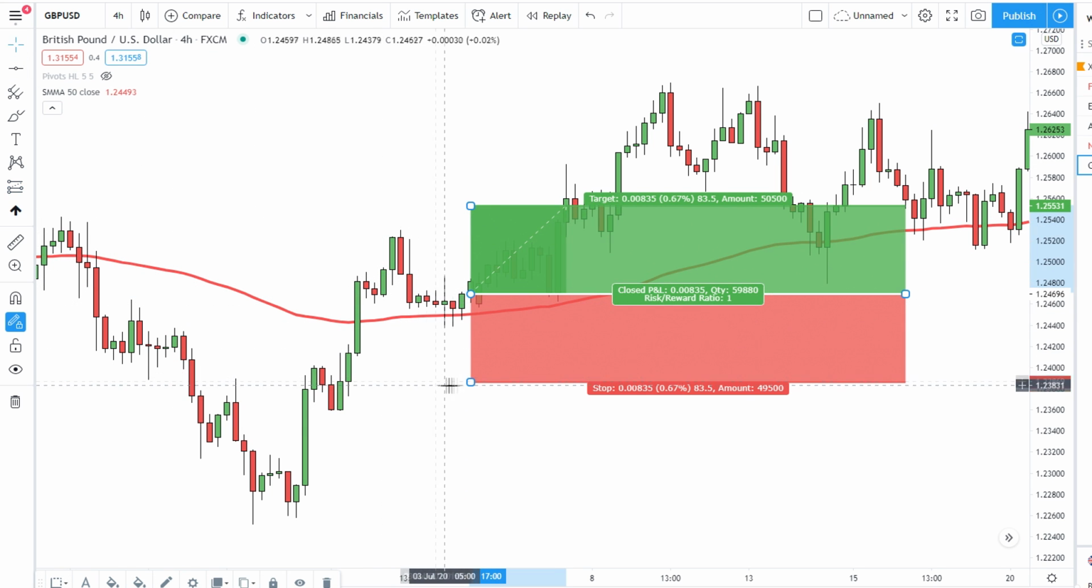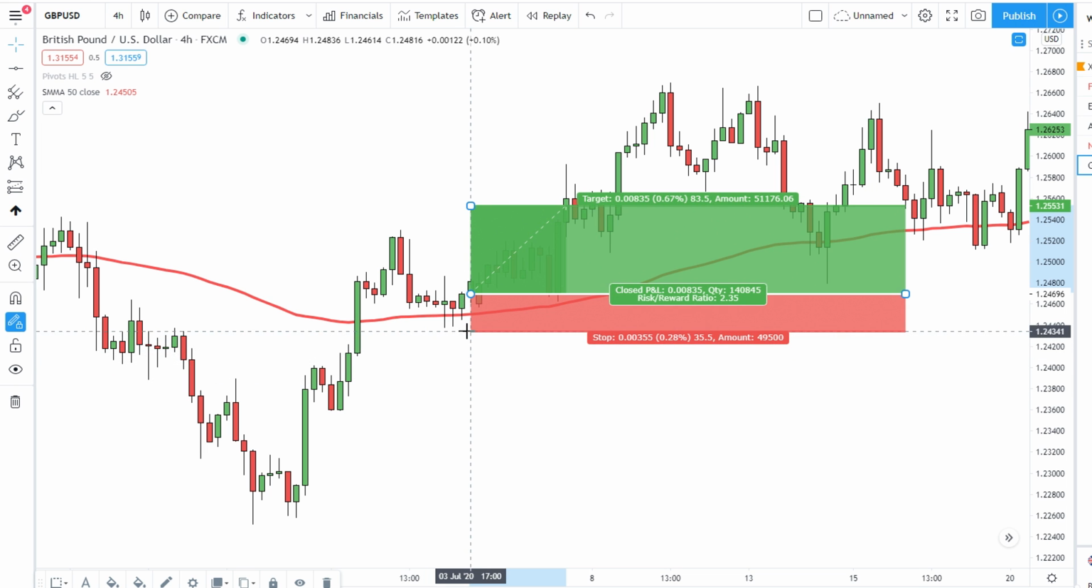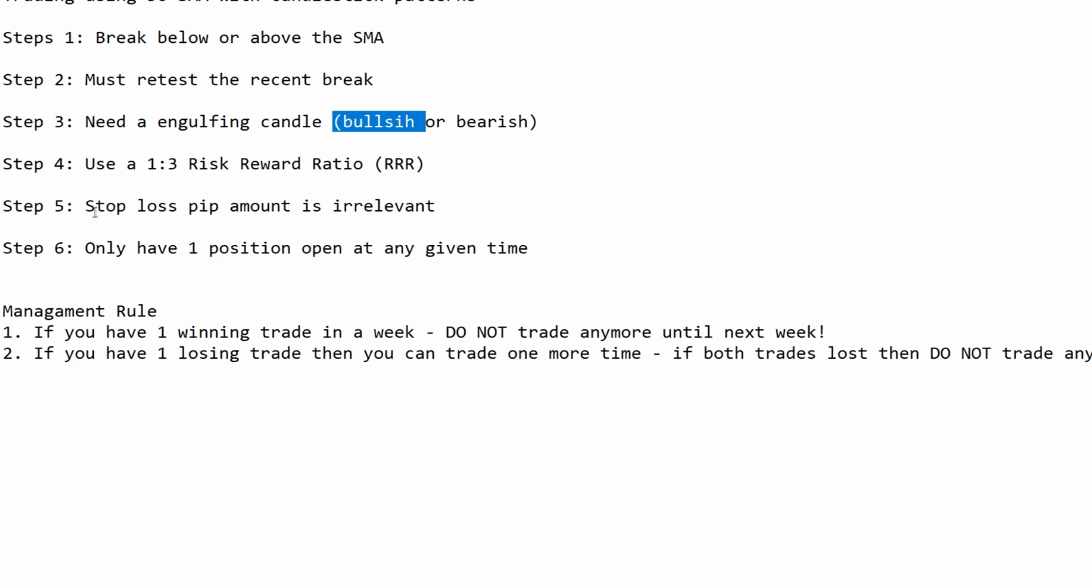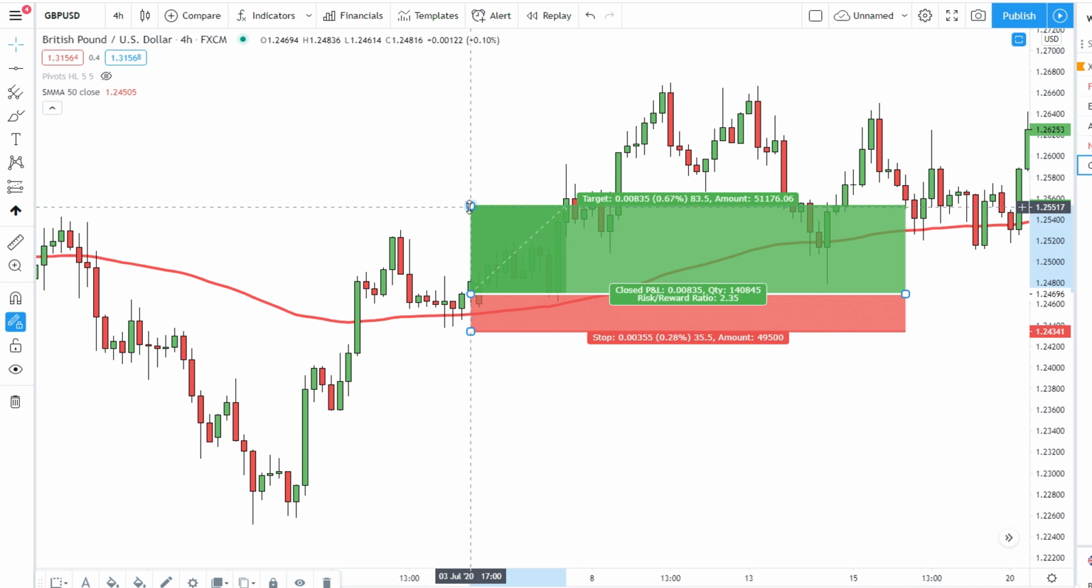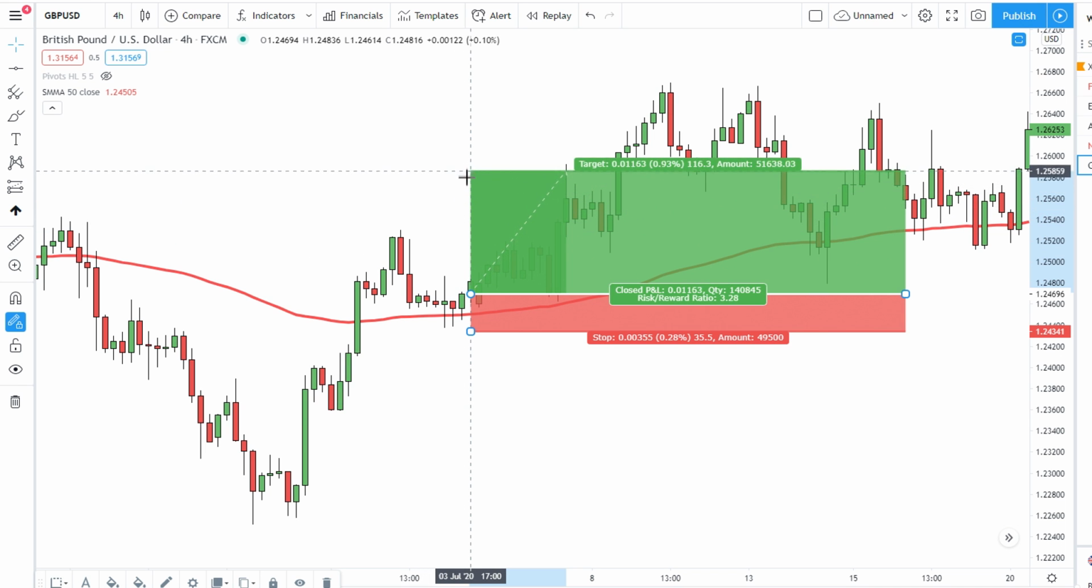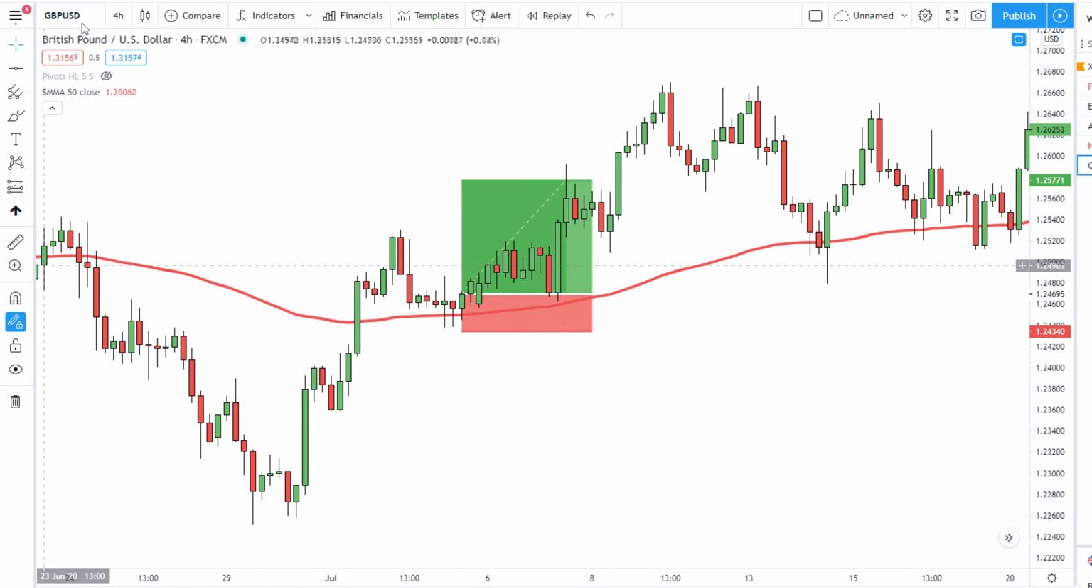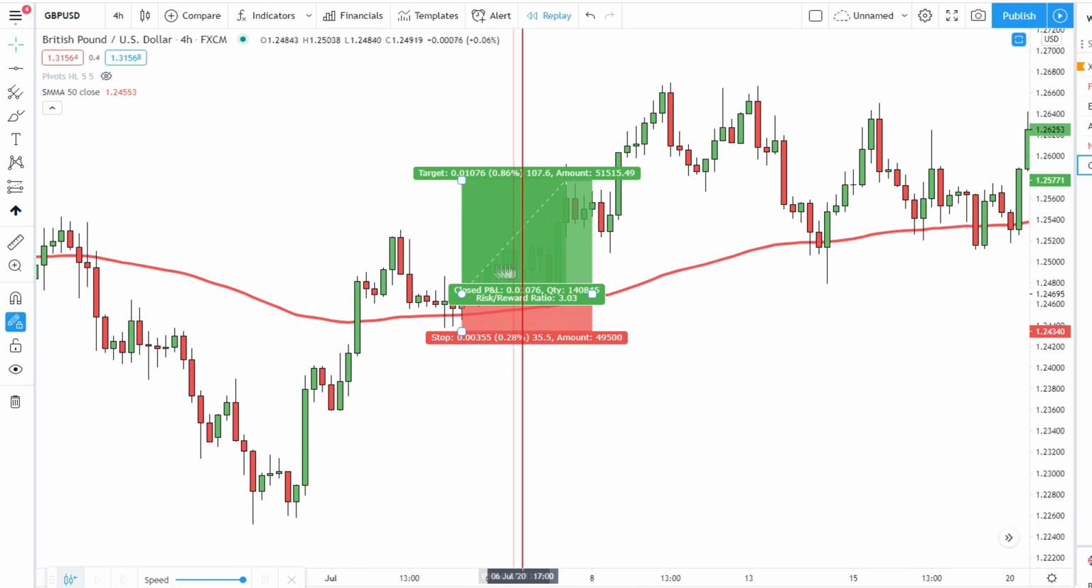The stop loss has to be below these wicks. So remember when I said we don't really care about the stop amount, how much the stop loss is. It has to be a 1 to 3 risk to reward ratio. So we need to make sure this trade is 1 to 3 over here.